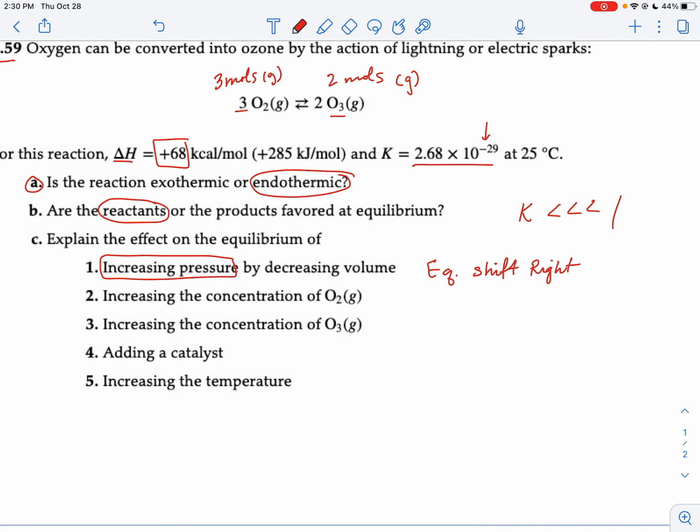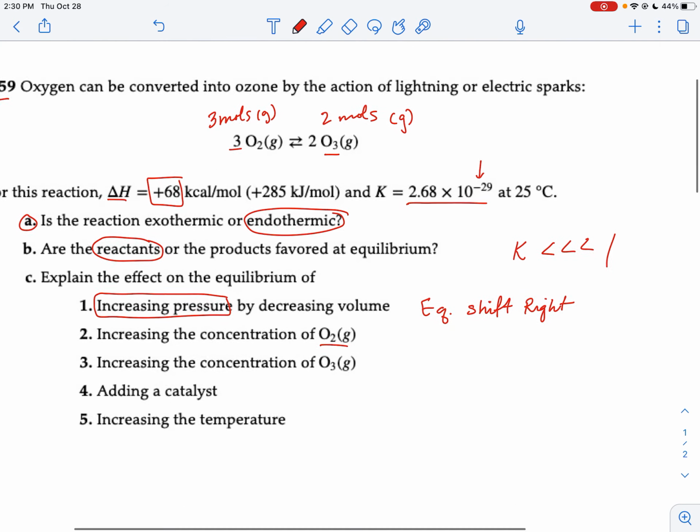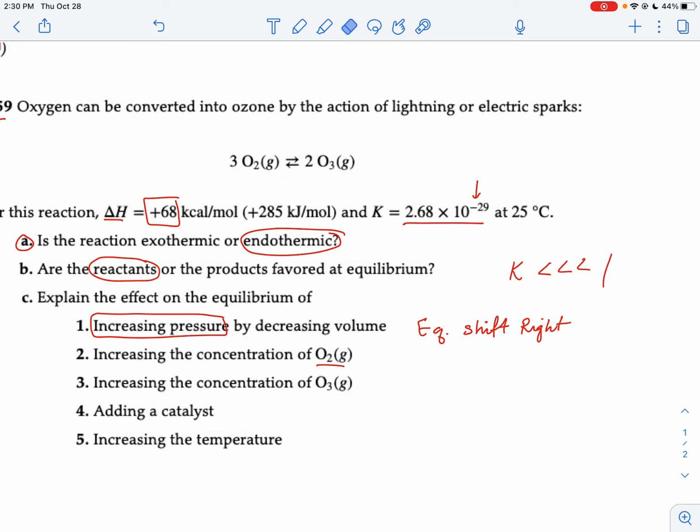Number 2, increasing the concentration of O2. Let me erase all this. If we're increasing the concentration of O2, I'm going to put an upward arrow here. That's like we're increasing this. LeChatelier's principle says if we increase the concentration of a reactant, equilibrium will shift to minimize the effect of that change. So we're going to use it up by converting it into ozone. If we increase the concentration of our reactant, it's going to shift towards the product. So again, equilibrium will shift right here.